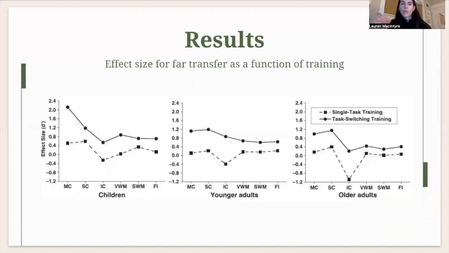And then these just show the effect sizes. So we can see the mixed costs, switching costs, incongruent to control, verbal and spatial working memory, and fluid intelligence. The biggest takeaway from this is we can see that for the task switching training, so the straight lines without the dots, the effect sizes are always above 0. So they're showing an effect versus the single task training. Sometimes it's at 0, sometimes it's even negative or just above 0 for the age groups. So a lot less of an effect is seen for this.